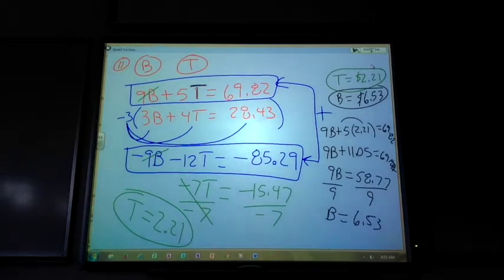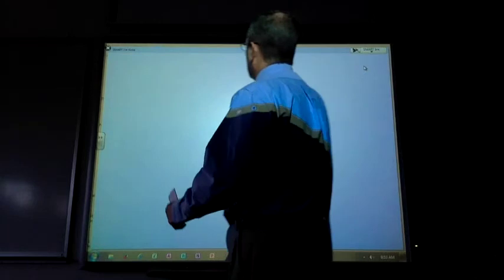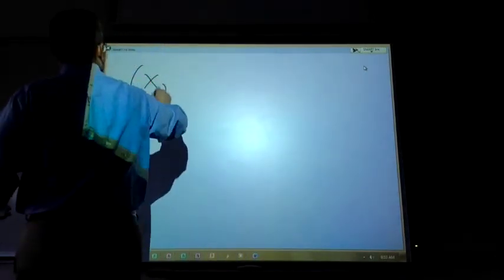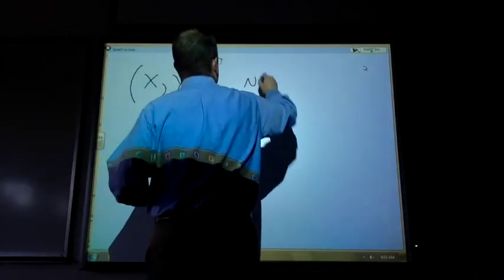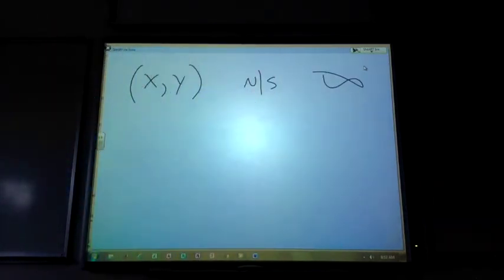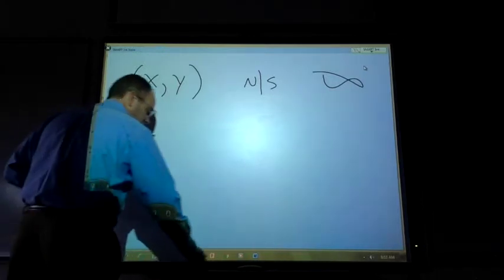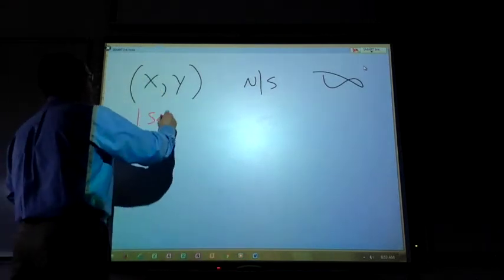Problem number 12 says write a system of 2 linear equations with the given characteristics. If you have one solution, what does the answer look like with respect to x and y? You can have this for an answer, or this, or this. Which one of those would mean one solution? The first one. So this means one solution.